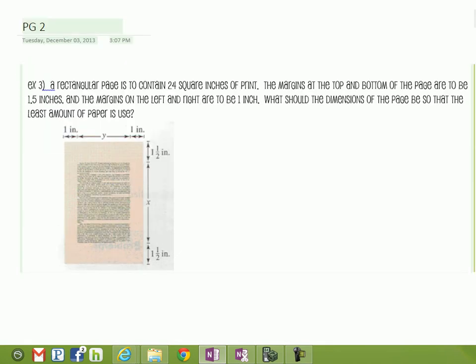So here's the first question I have for you, which is a rectangular page is to contain 24 square inches of print. The margins in the top and bottom have to be 1.5 inches. The left and right have to be an inch. What dimensions should the page be so that I use the least amount of paper?